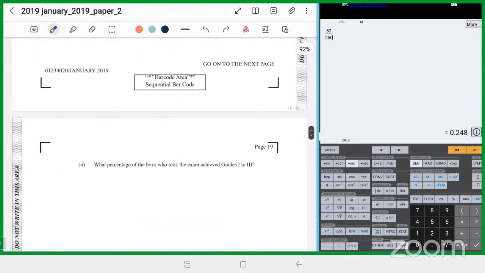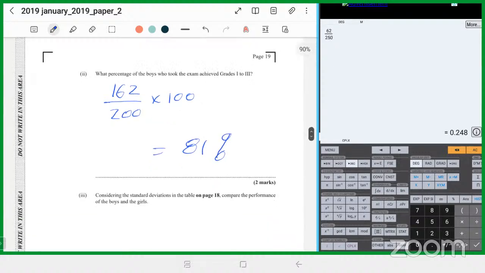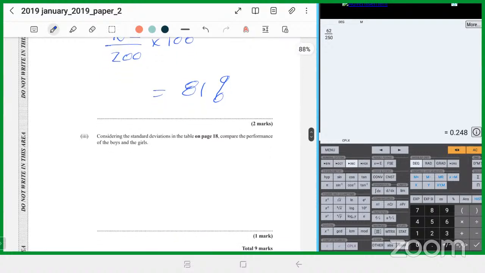Good. So this becomes 162 boys out of the 200 boys. To get to that percentage, multiply that by 100. It works out nicely to 81%. I don't need no calculator for that. Let's divide by the 2. Good? 81%. It says, considering the standard deviations in the table, compare the performance of the boys and the girls.